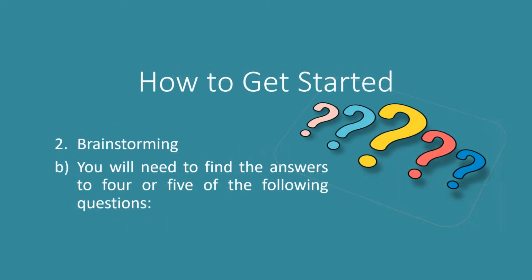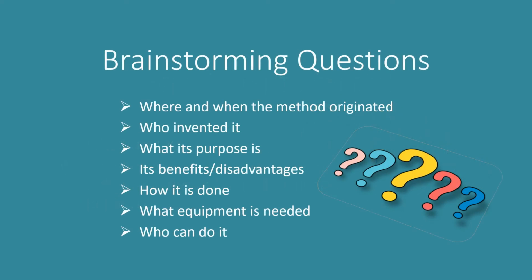2, brainstorming. You'll need to find the answers to 4 or 5 of the following questions. When you use questions, it's really helpful to direct your search. It gives your search a better direction and focus. These are the brainstorming questions that you can use. I would use at least 4 or 5 of them.